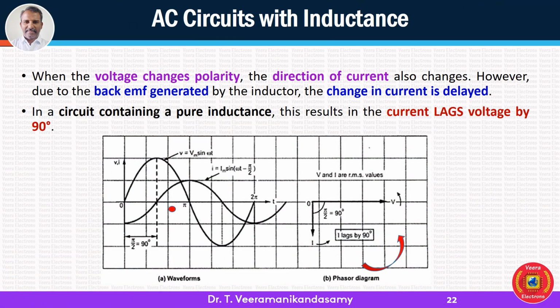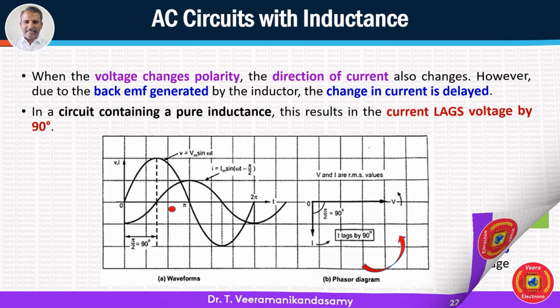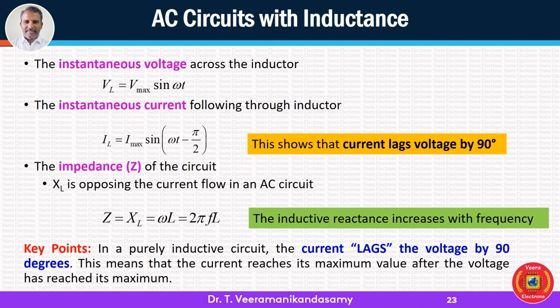Phase relationship. Due to the back EMF generated by the inductor, the change in current is delayed compared to the voltage change. Therefore, in a purely inductive circuit, the current lags the voltage by a 90-degree phase angle. The instantaneous current flowing through the inductor is IR = Imax sin(omega t - 90 degrees). This equation clearly shows the 90-degree phase lag.